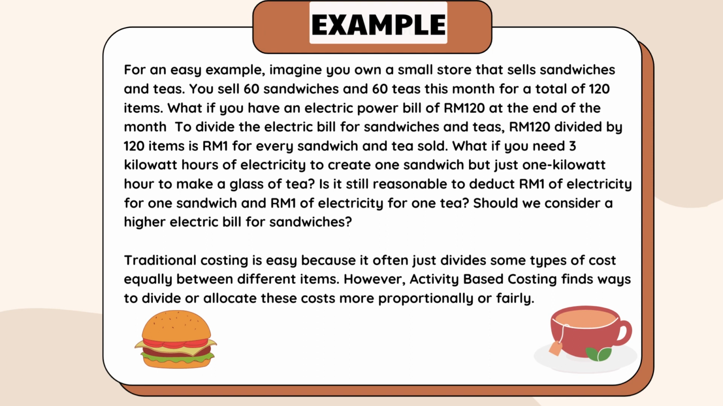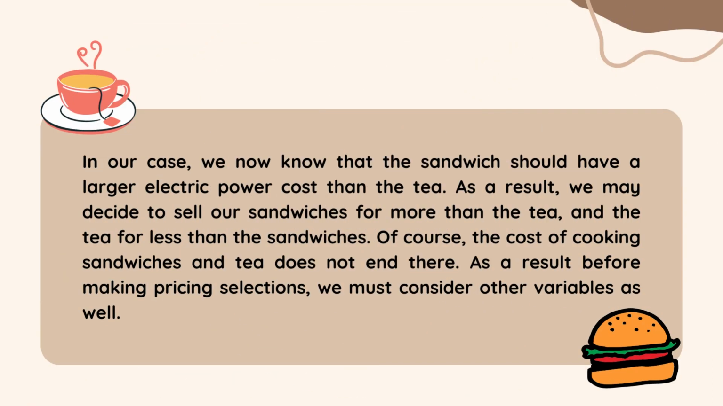Traditional costing is easy because it often just divides some types of costs equally between different items. However, activity-based costing finds ways to divide or allocate these costs more proportionally or fairly. In our case, we now know that the sandwich should have a larger electric power cost than the tea. As a result, we may decide to sell our sandwiches for more than the tea, and the tea for less than the sandwiches. Of course, the cost of cooking sandwiches and tea does not end there. As a result, before making pricing selection, we must consider other variables as well.